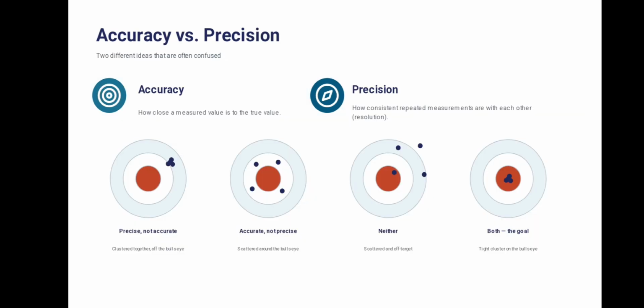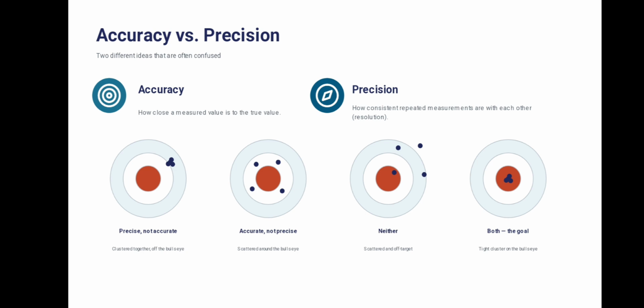No measurement is ever perfectly exact. Every measurement has some degree of uncertainty. This brings us to two important and often confused terms: accuracy and precision. Accuracy refers to how close a measured value is to the true value. Precision refers to the resolution or the smallest measurable change, basically how consistent repeated measurements are with each other, regardless of whether they are close to the true value.